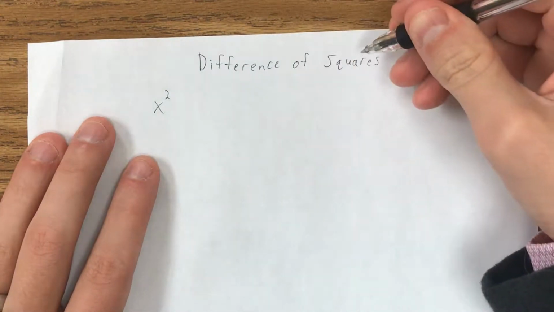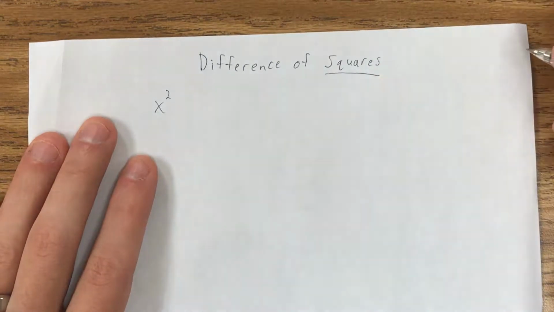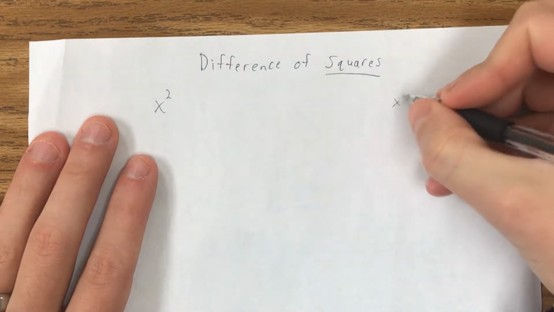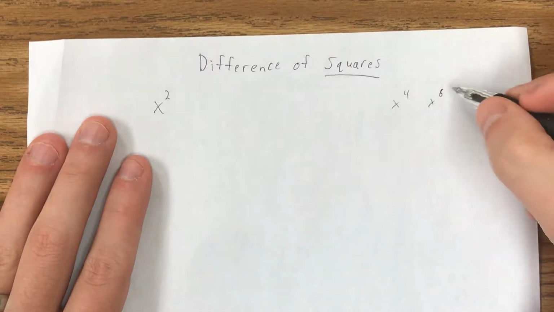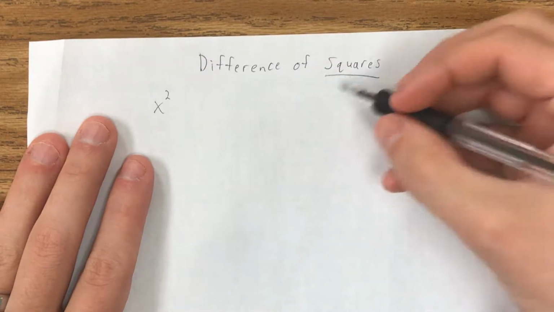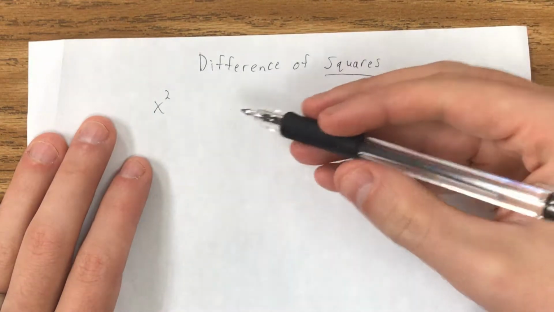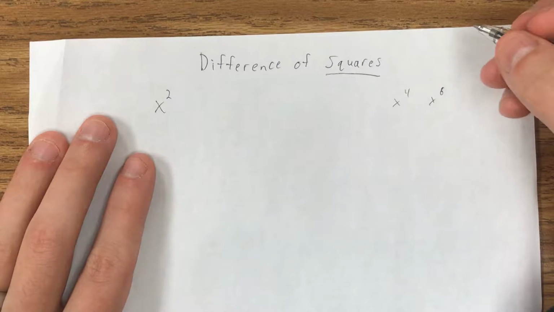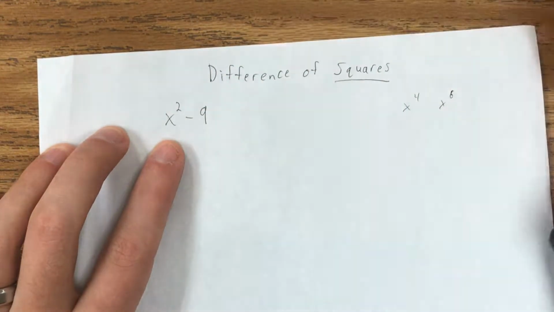Technically, difference of squares you can use for anything that is a square, which would include things like x to the fourth and x to the sixth. Anything with an even exponent you can take the square root of, which is why they're calling this the difference of squares. So just an example that you're going to see on something like a test or a quiz eventually is like x squared minus 9.